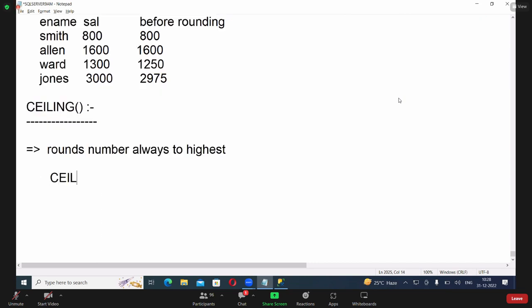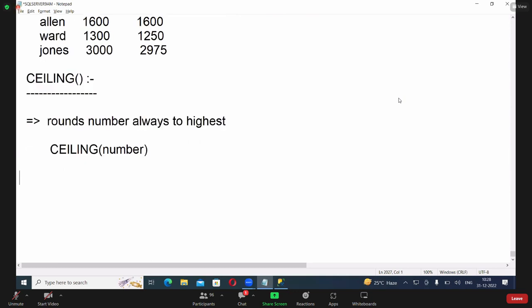And ceiling takes only one number, it will not take decimal places. The round function takes decimal places. That means here you cannot round the number to decimal places. The number is always rounded to an integer. A number cannot be rounded to decimal places.